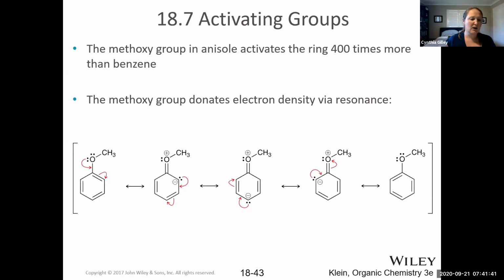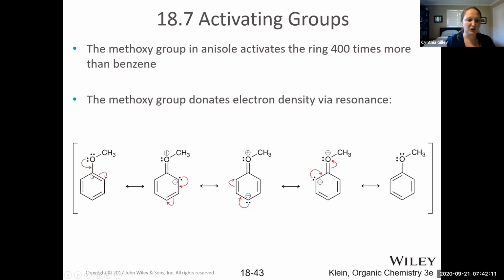So it's overwhelmingly donating electron density into the aromatic ring compared to withdrawing it. It's a little bit confusing though, because you're taught oxygen is electronegative. Through induction, it's actually going to be pulling electron density towards it and out of the ring. And that's true. The methoxy group is electron withdrawing through induction. That is still true. However, it is electron donating through resonance.